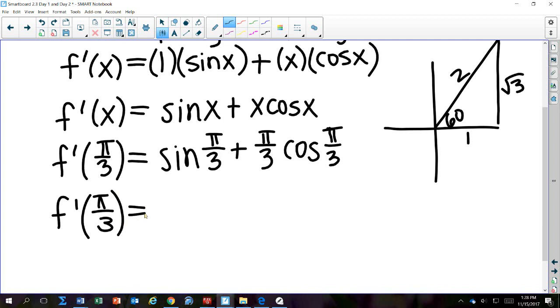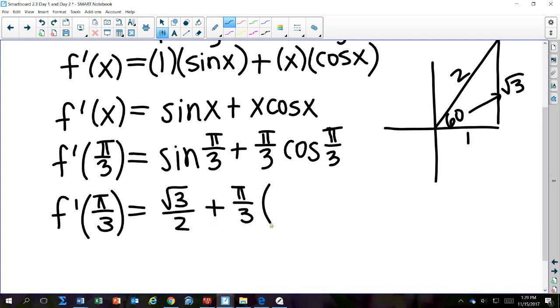Jordan, what would be the sine of pi over 3? Great, radical 3 over 2. Right. Sine is opposite over hypotenuse. Plus pi over 3 times the cosine of pi over 3. What would you get for cosine of pi over 3?